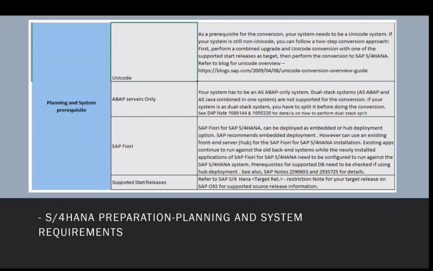Some more prerequisites: the system should be a Unicode system, ABAP server only, as I mentioned, the system should not be a dual stack system. SAP Fiori should be deployed on the system. It can be deployed in two ways, embedded as well as the hub deployment option. Hub deployment means installing Fiori on a separate system and then linking it to SAP. But SAP strongly recommends deploying it as embedded along with the conversion.